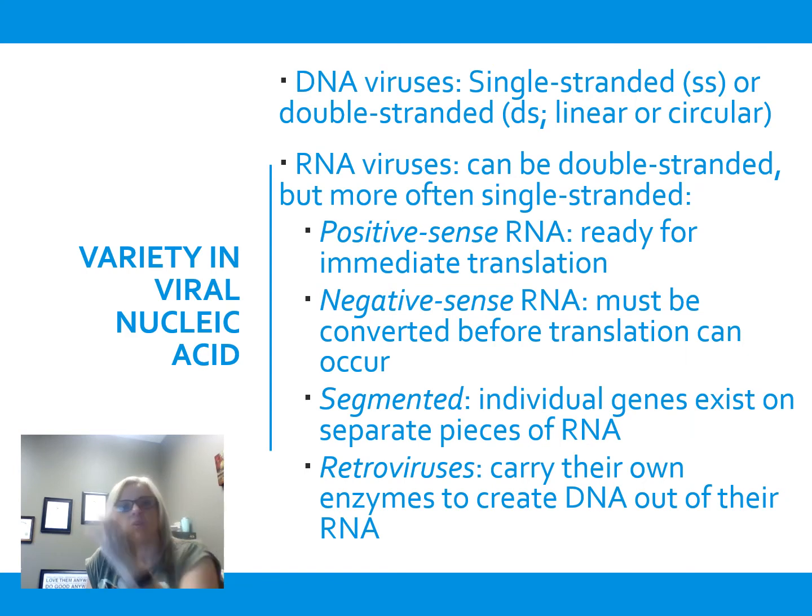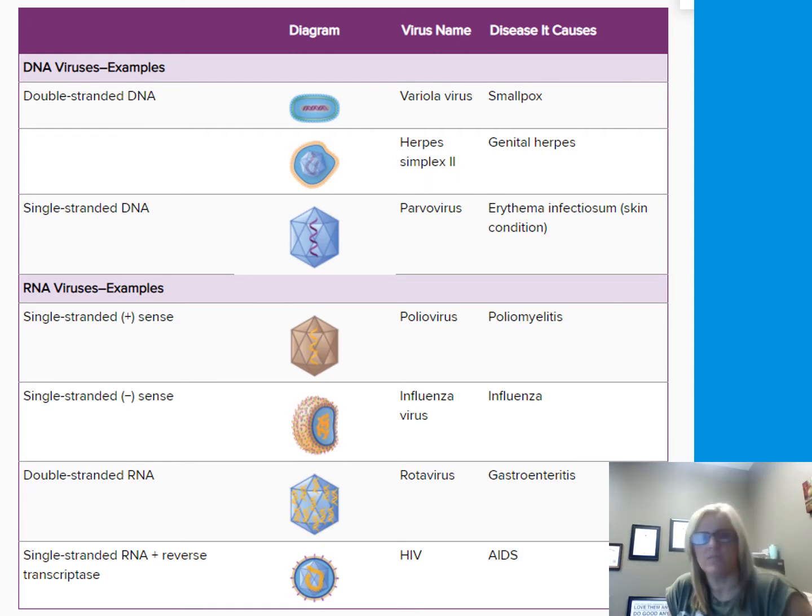Viral nucleic acids can differ in the structure of DNA and RNA. They can have single-stranded DNA, they can have double-stranded RNA, and the normal, of course, double-stranded DNA. They can have linear forms, they can have circular forms. Some RNA has to actually be converted before translation. Some are just pieces of genes, and we have retroviruses, which will convert their RNA to DNA. We've got positive sense and negative sense. Positive sense RNA is already ready for translation. Negative sense is going to need to be converted before translation can occur. Okay, and then segmented is just going to be individual genes on little separate pieces of RNA, so they're in segments. Here are some examples of each configuration of nucleic acid.